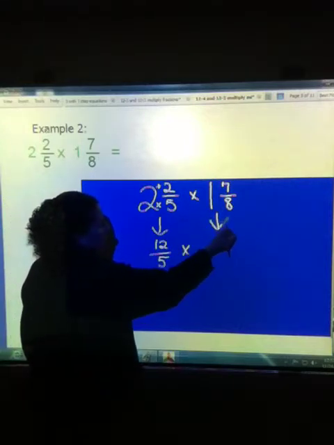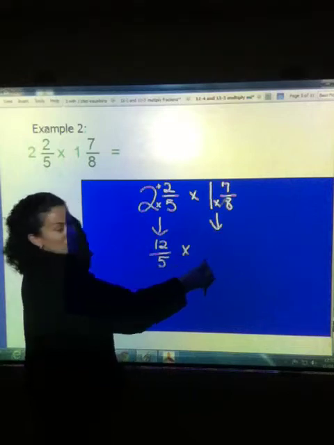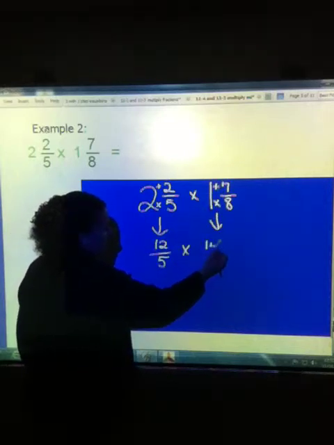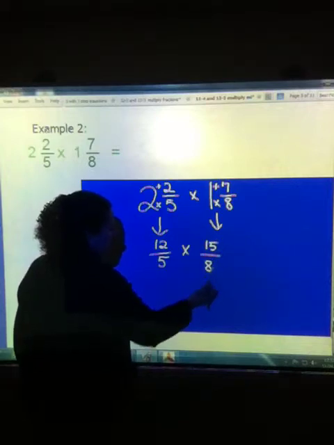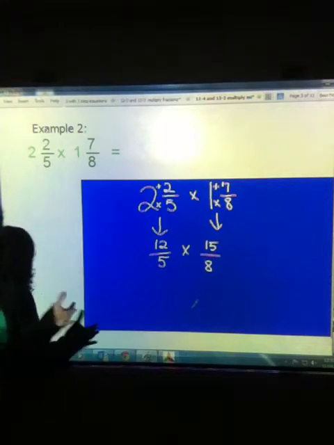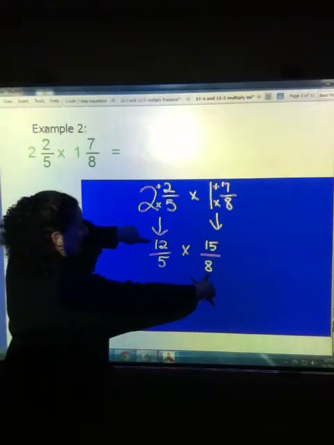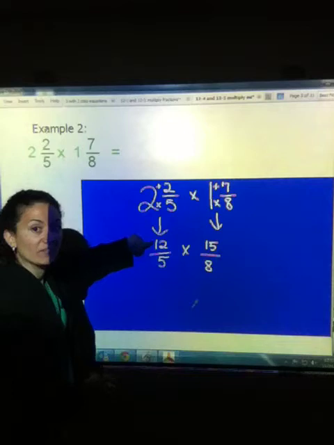And this number would be 1 times 8, which is 8, plus 7, which is 15/8. In this, don't forget to cross simplify. In this example, 12 and 8 are both divisible by 4.